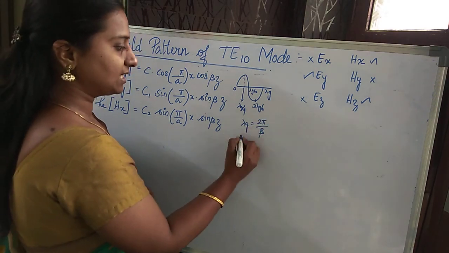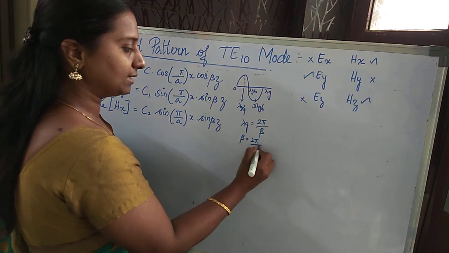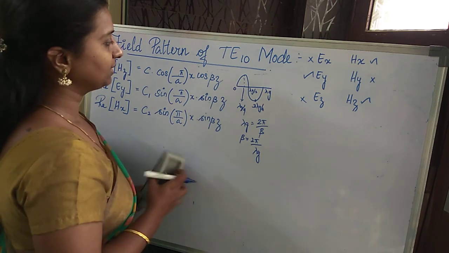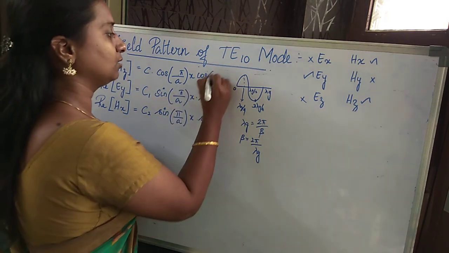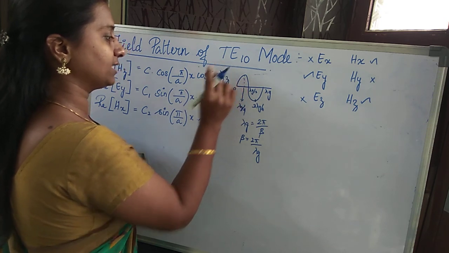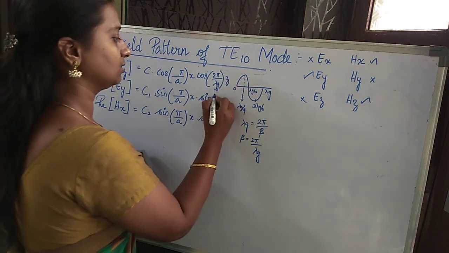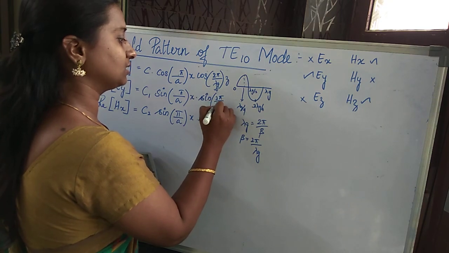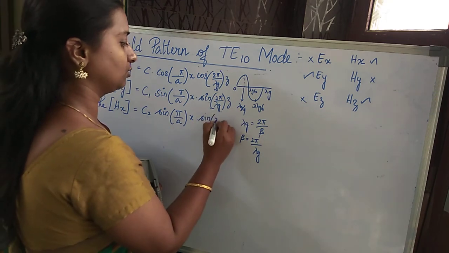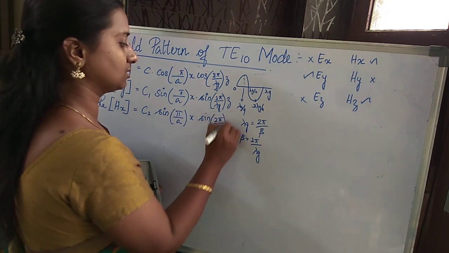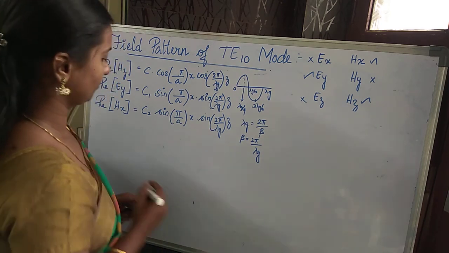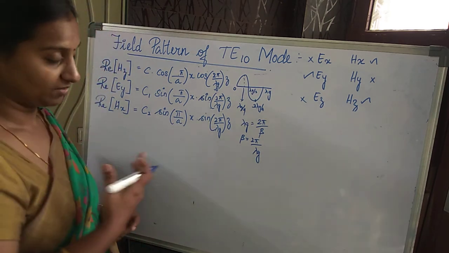So instead of beta, if I substitute 2 pi by lambda g in these equations, I will get cos 2 pi by lambda g z, sin 2 pi by lambda g z, and here too sin 2 pi by lambda g z. So we'll see the field expressions and field patterns now.